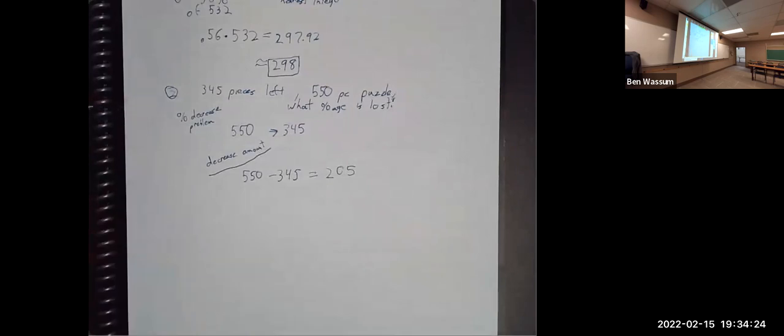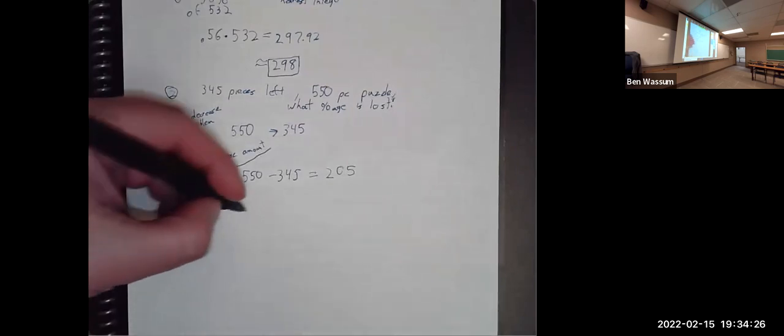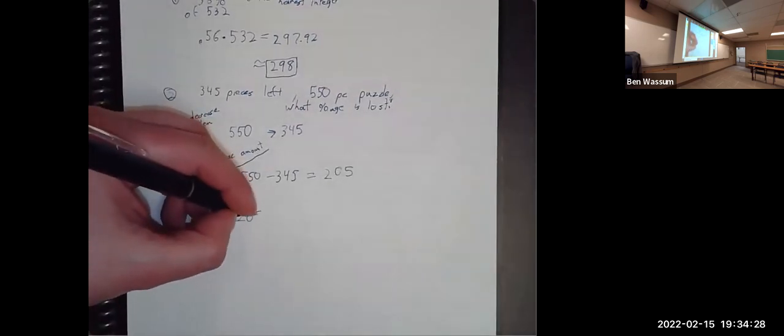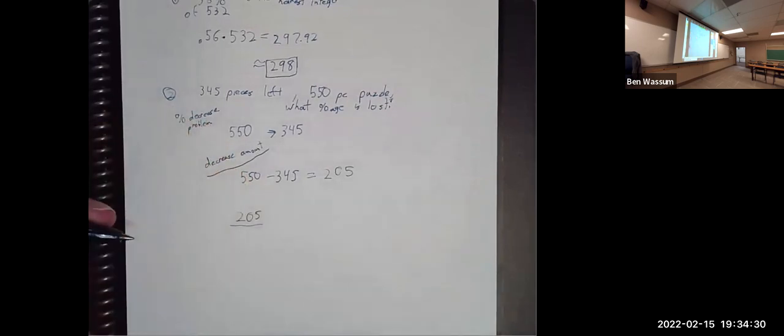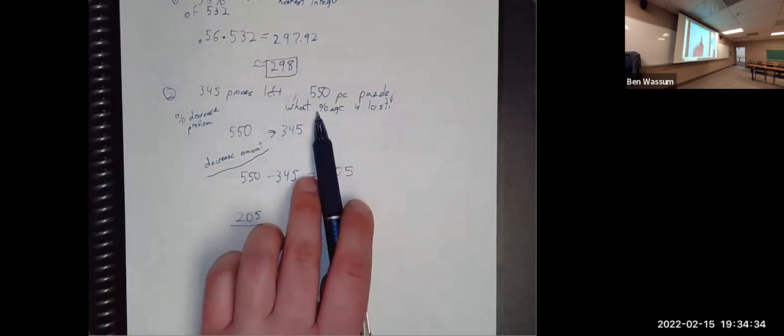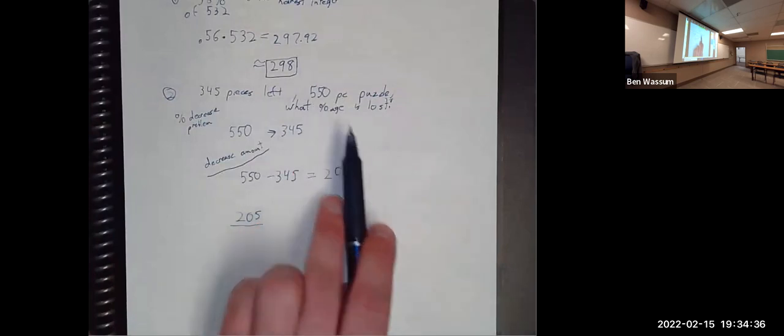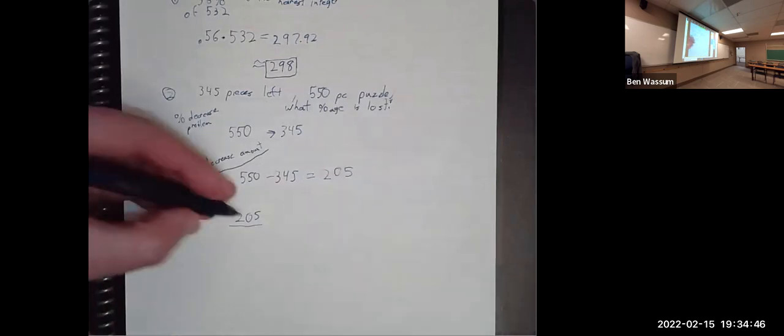Now we're going to do the same thing we did on all of those other problems. We take that decrease amount and we divide it by our original amount. Now, is our original amount 345? 550, yeah, right, exactly, because you always go with what you started with. In this case, even though we started with the phrase 345 pieces left, we started with a puzzle that had 550.